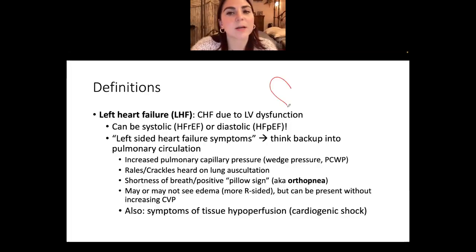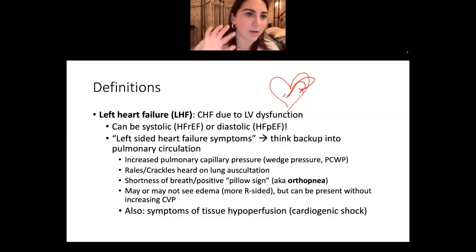Usually left-sided heart failure symptoms, so we were on the right side before, now we're on the left side, it's going to back up to where it just came from. Technically, it's going to go back to the lungs, which are right before it, then the pulmonary artery, and then the right side. So it's backing up into the pulmonary circulation, and depending on how bad it gets, it can continue all the way back. But right off the bat, left-sided heart failure is going to go to the pulmonary circulation.